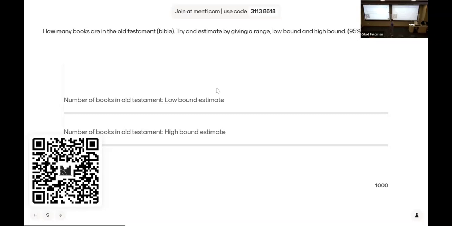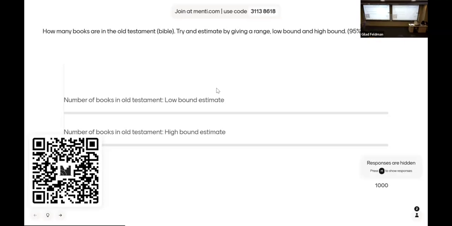Try and estimate by giving a range, a low bound and a high bound. I want you to put the low bound and the high bound in a way that represents 95% confidence that your answer will be between these two bounds, okay? Try and think about this. Even if you don't know anything about this, try and think and enter your estimate. This will become very important in the video that I'll show you in a second. Okay, so think about this.